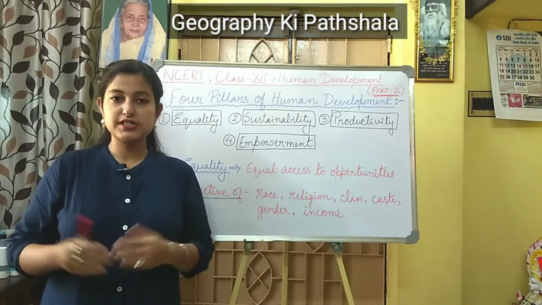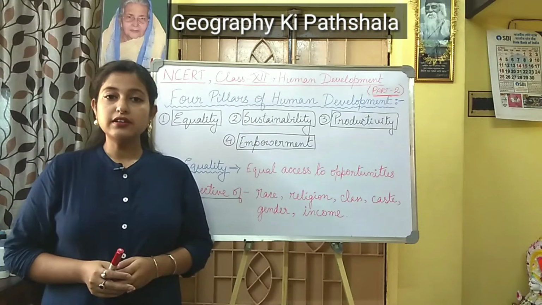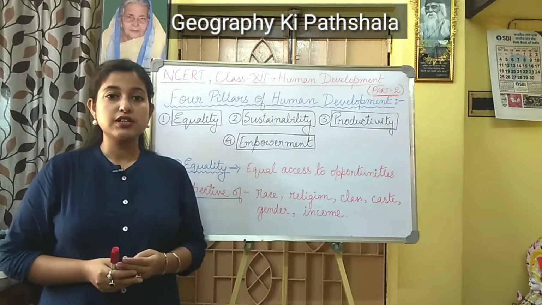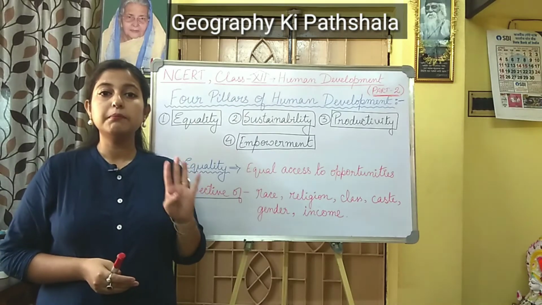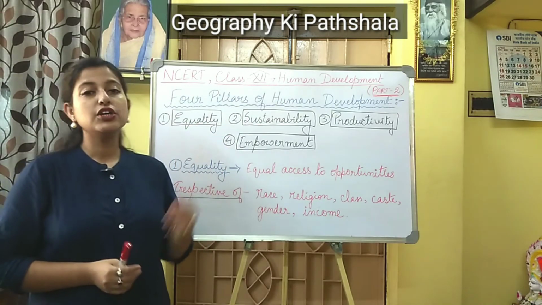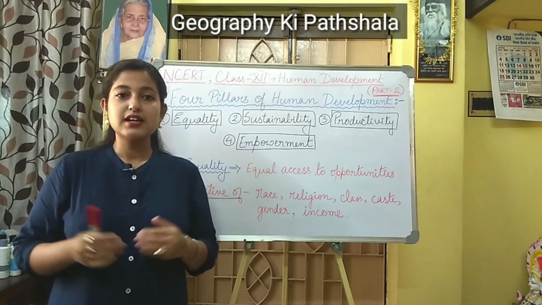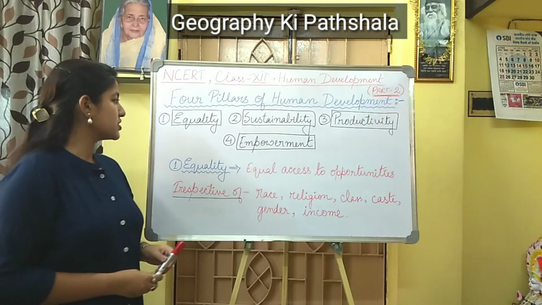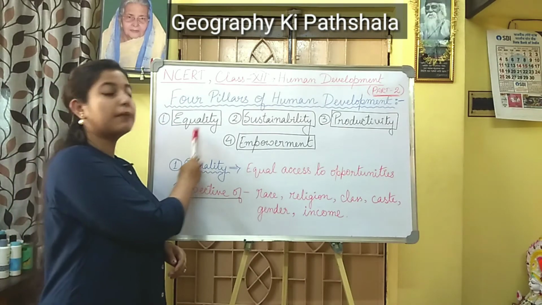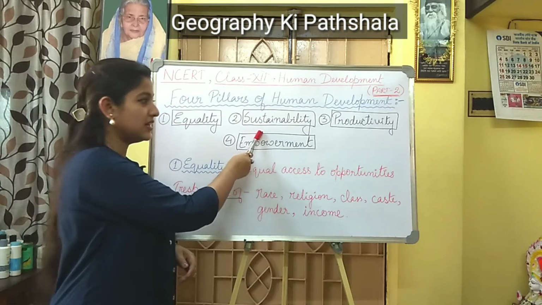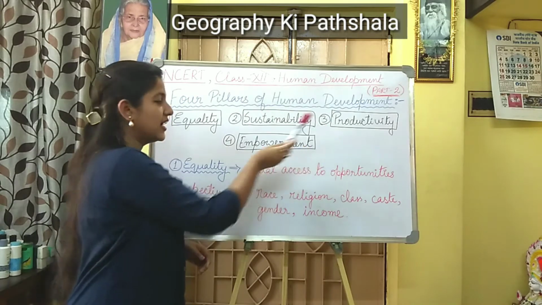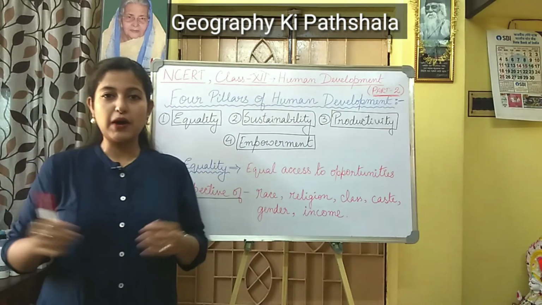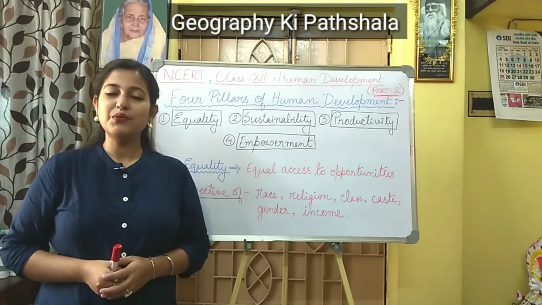As you proceed with your chapter, you will see that it mentions 4 pillars of human development. So let's start from here. What are the 4 pillars? Number 1 is equality, number 2 is sustainability, 3 is productivity, and the 4th one is empowerment. Now let's discuss them one by one.